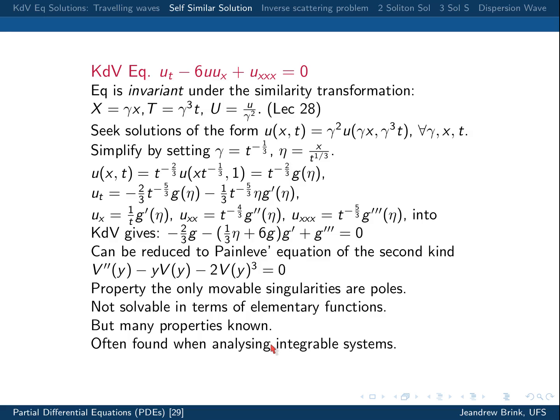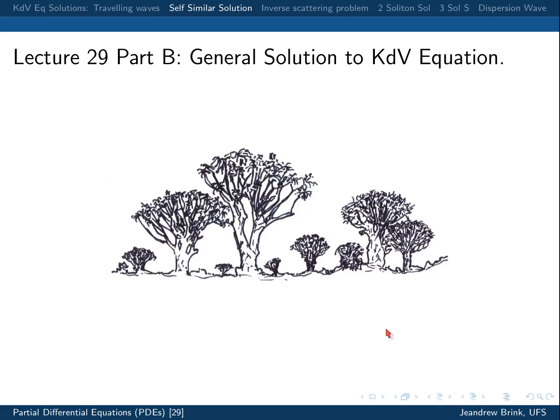One of the experts in studying the Painlevé equation is actually South African. It's Professor André Weideman, who works at Stellenbosch University, and he works out numerical methods of characterizing this equation, which is a topic of current research. It's very valuable because it's used often when you start working with integrable systems. That concludes the first part of this lecture, and during the second part I'll be starting to look at a general method of solving the KdV equation. Thank you very much.